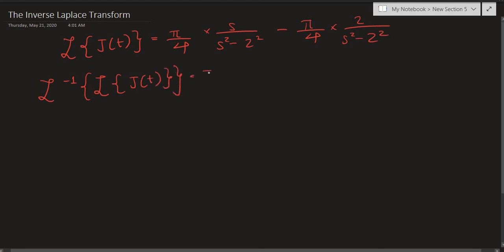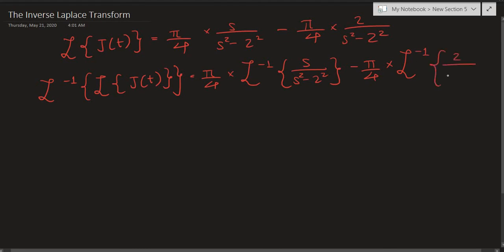So that will give pi over 4, which is a constant. Again, it can be taken outside the inverse Laplace transform. Inverse Laplace transform of s over s squared minus 2 squared. And the inverse Laplace transform is also distributive over subtraction. So minus pi over 4 times the inverse Laplace transform of 2 over s squared minus 2 squared.